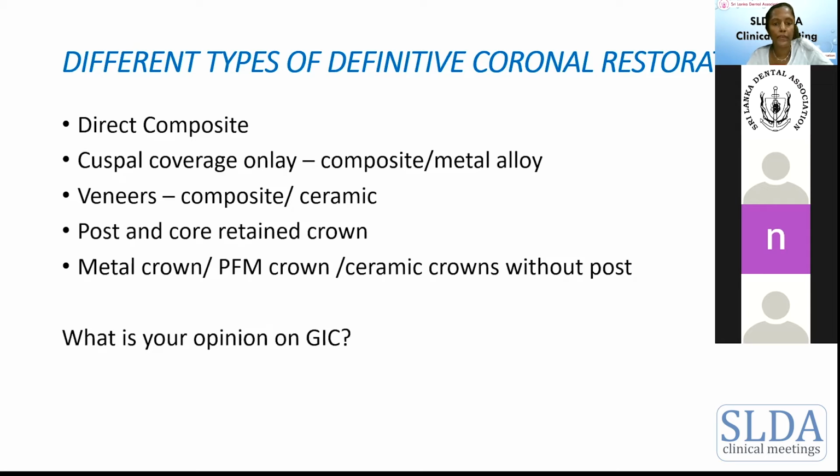So what is your opinion regarding GIC? Is GIC a good definitive restorative material? Actually, no. GIC is not regarded as a posterior restorative material. So if you place GIC, it should be strengthened, reinforced with composite.